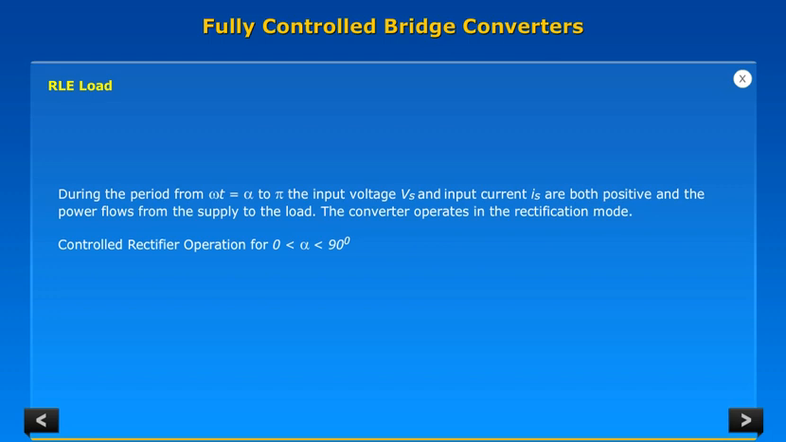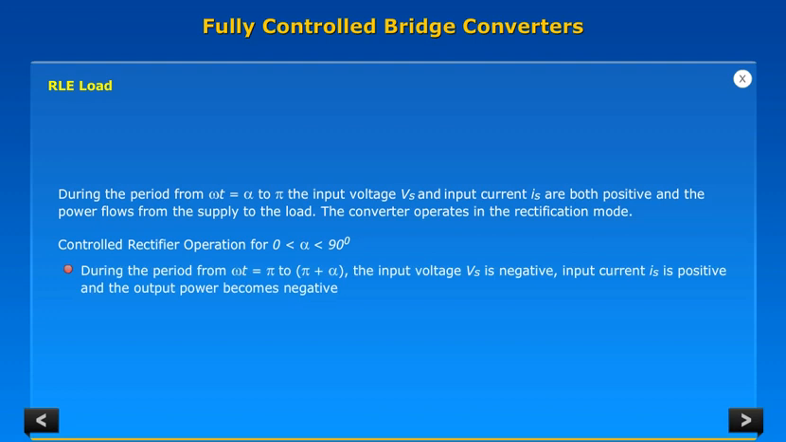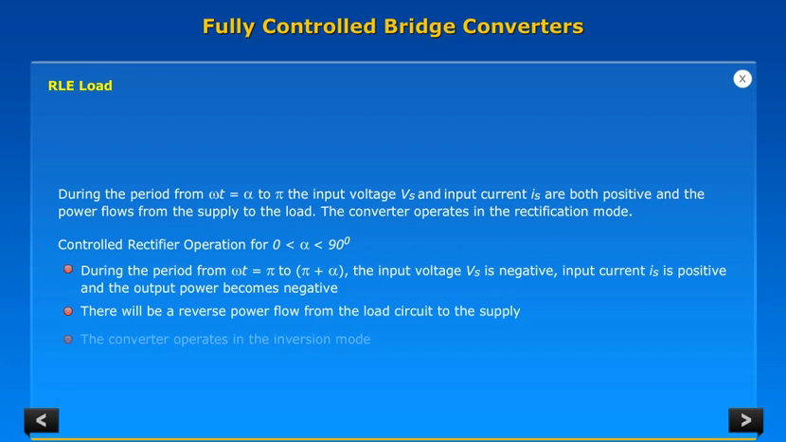The converter operates in the rectification mode, controlled rectifier operation, for 0 < α < 90 degrees. During the period from ωt = π + α, the input voltage Vs is negative, input current Is is positive, and the output power becomes negative. There will be a reverse power flow from the load circuit to the supply.